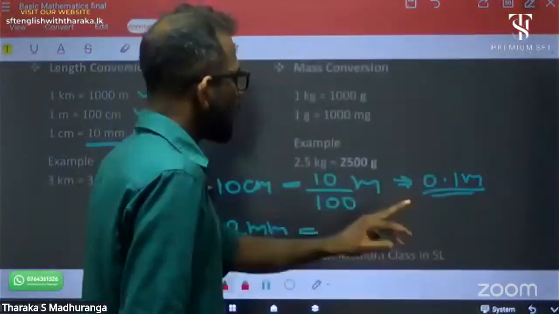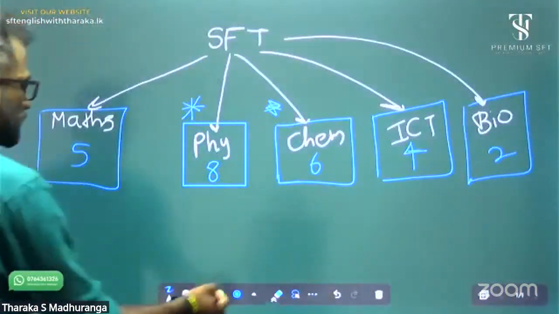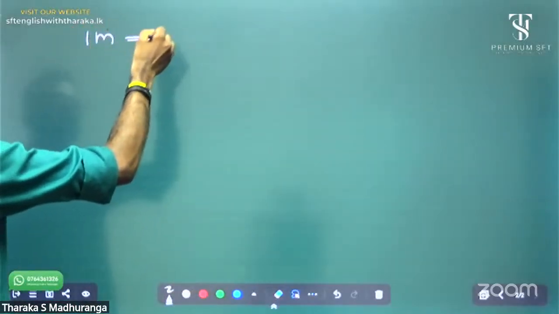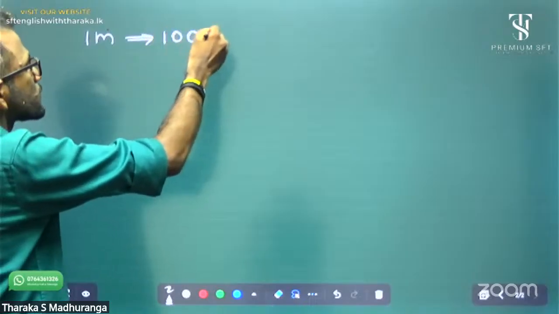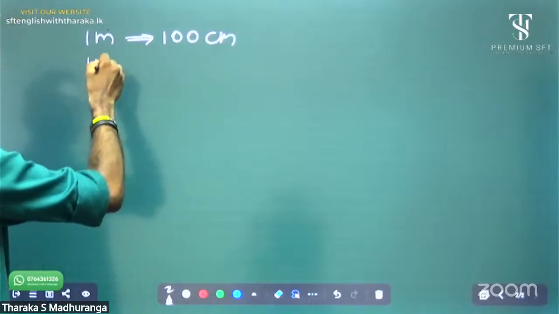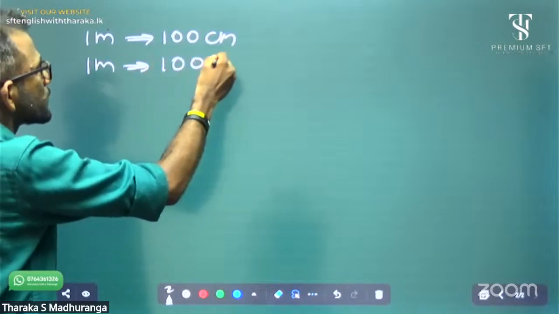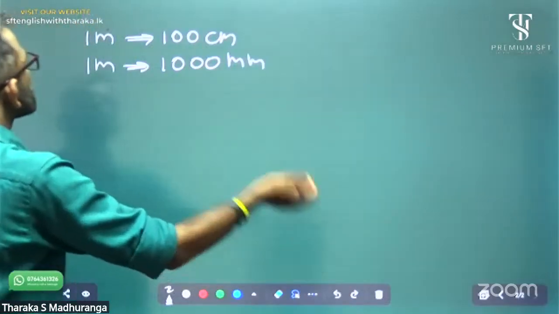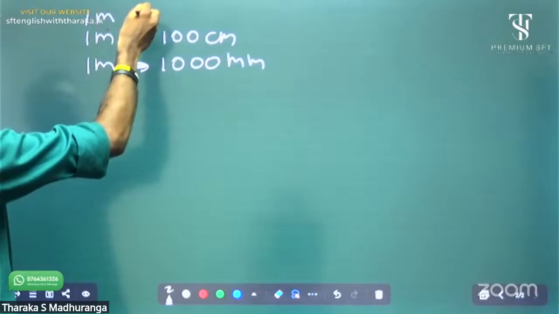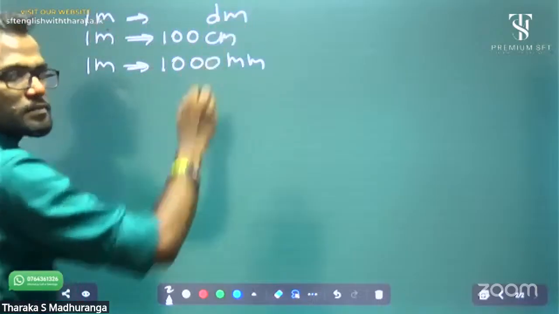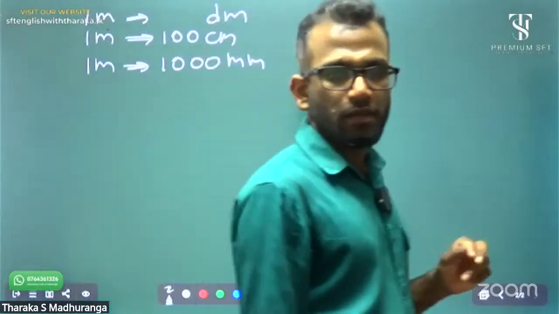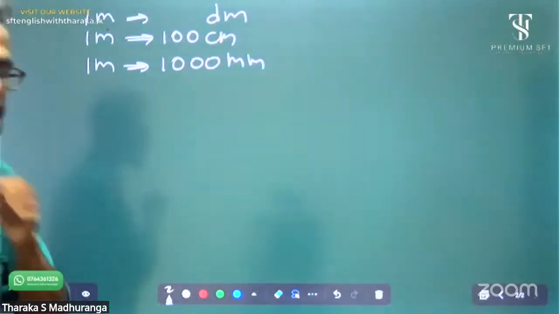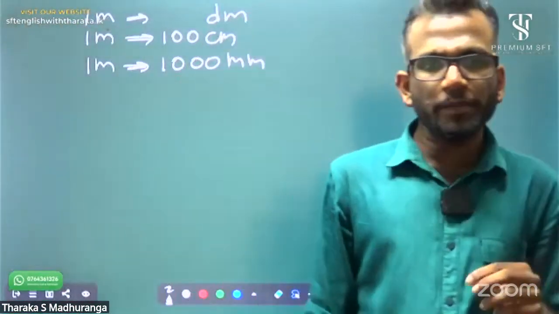It is very important. 1 meter is 100 centimeters, and 1 meter equals 1000 millimeters. Okay, what do you think? 1 meter equals how many decimeters? They are basic things. How many decimeters?